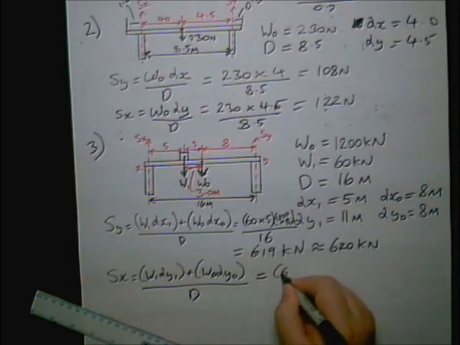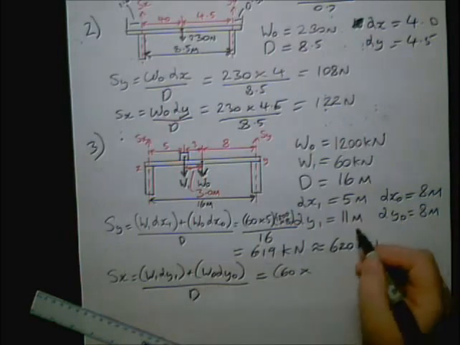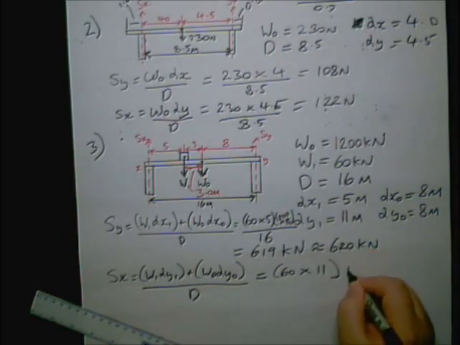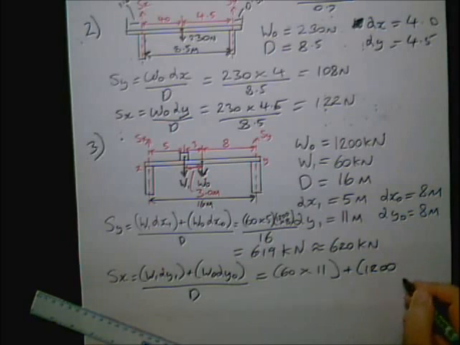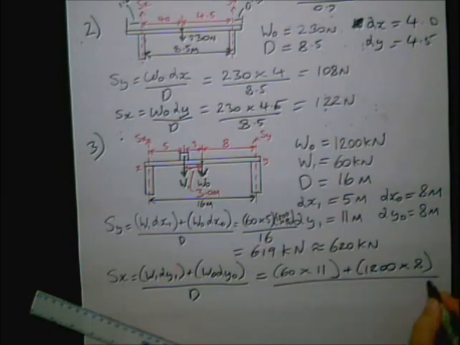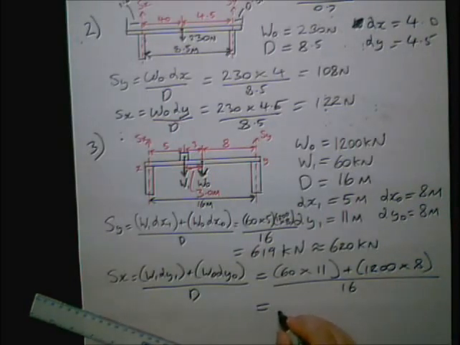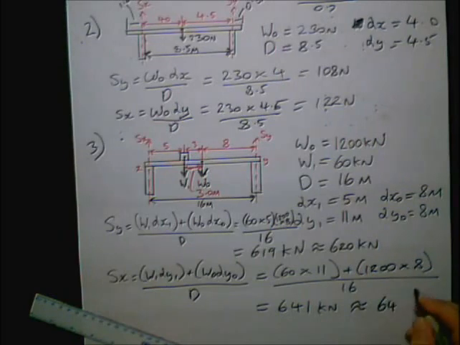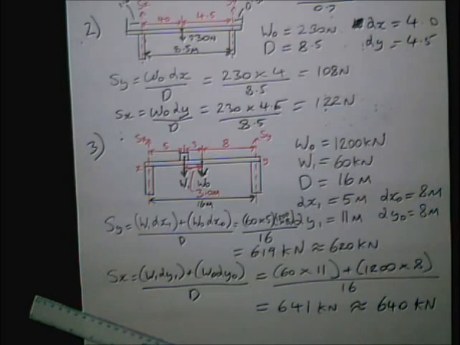We're going to end up with 60 times dy1, which is 11, plus 1200, I wrote nice and big this time because we couldn't properly see this one, 1200 times y0, which is 8, over 16. These are actually kilo, I'm just going to carry it through, and we get an answer of 641 kilonewtons, which again I'll give to two significant figures, 640 kilonewtons.